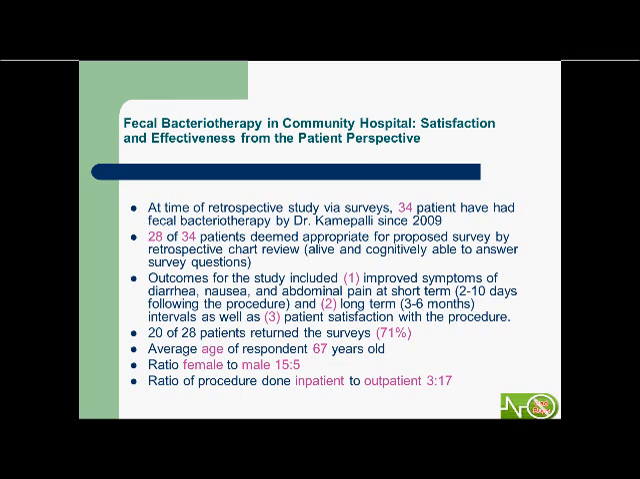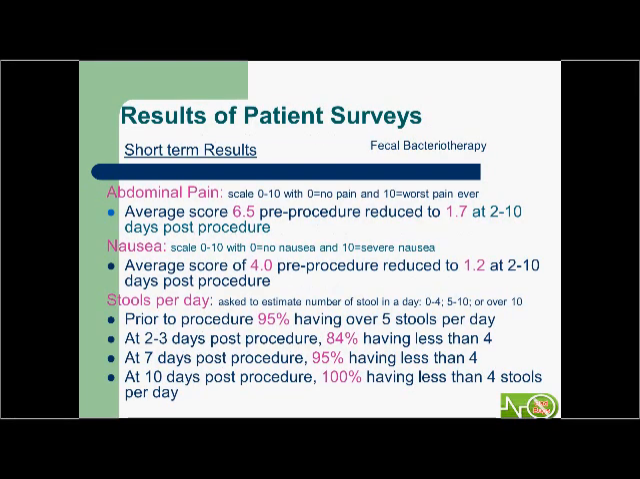We did do a lot more female to male patients, and these were all comers, and there was no selection process in it. It was a retrospective review, and most of the procedures were done outpatient. And the short-term survey results include symptoms of abdominal pain and improvement, and also the nausea that has improved, and also stool per day that has improved.